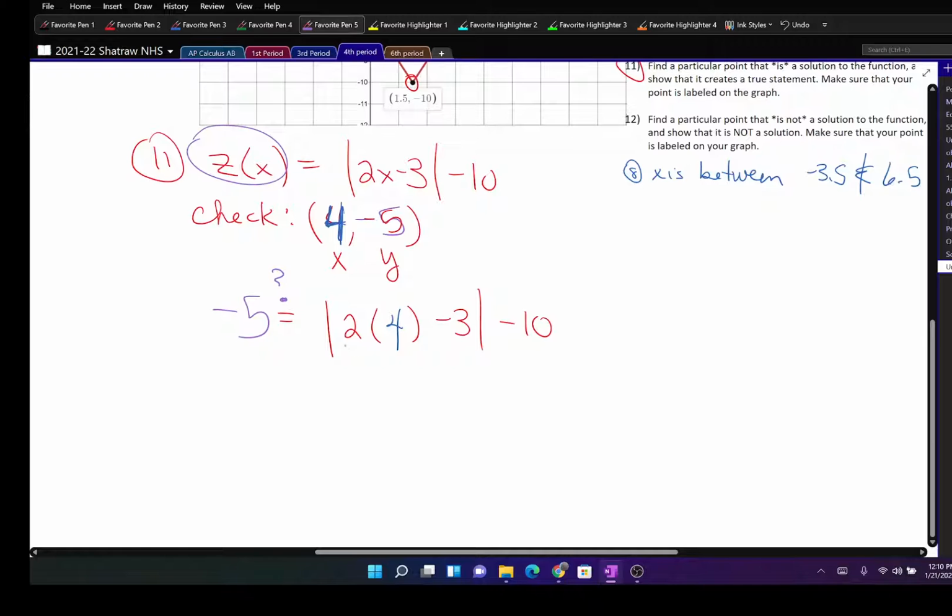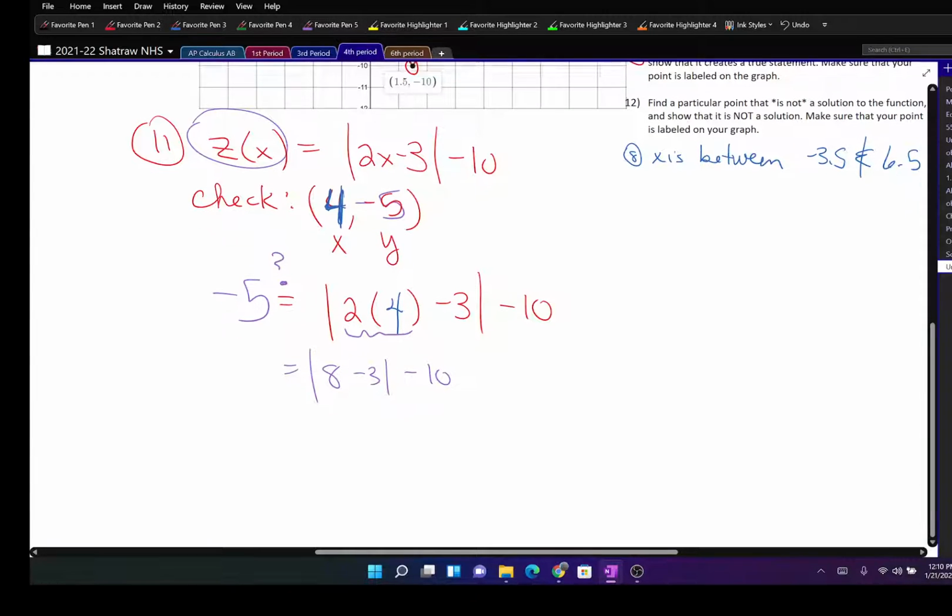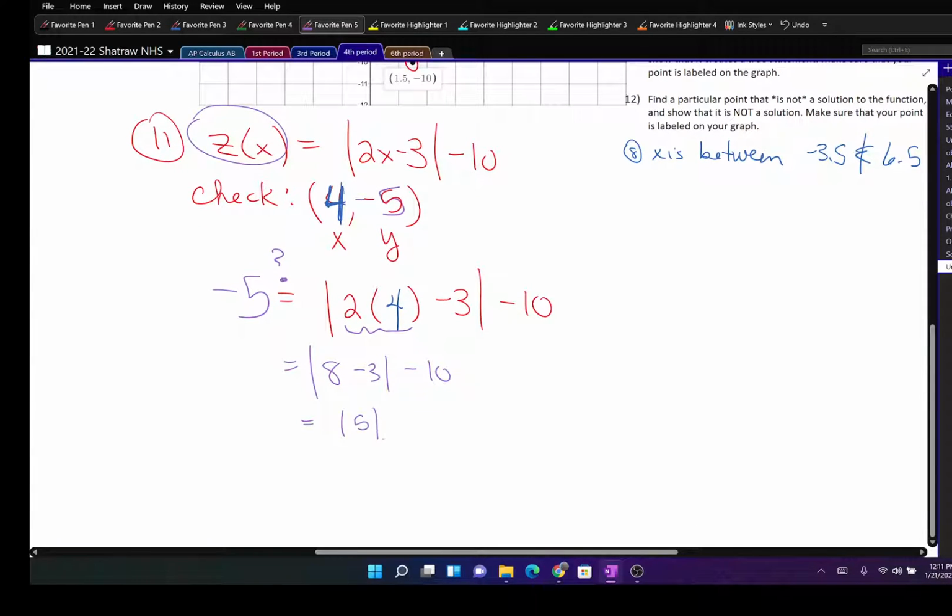Let's figure it out. 2 times 4 is what? And 8 minus 3 is what? And the absolute value of 5 is what? And 5 minus 10 is what? It is definitely negative 5. This is true. So it satisfies. If you get a true statement, then it satisfies.